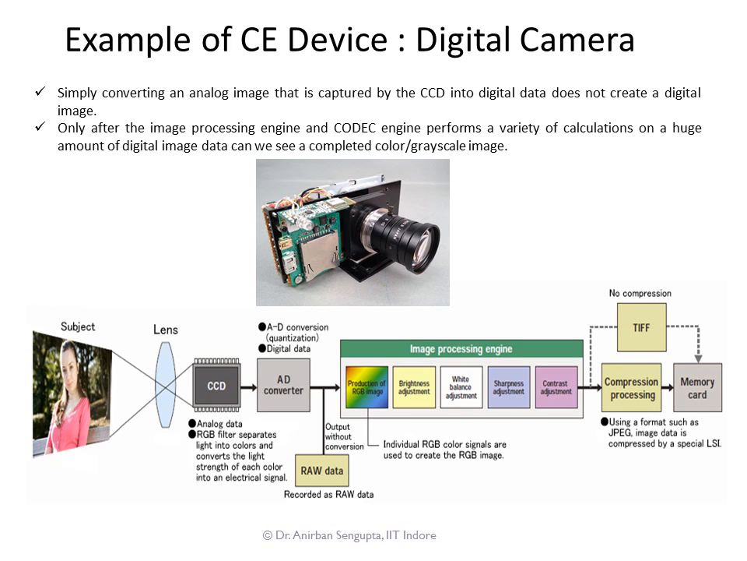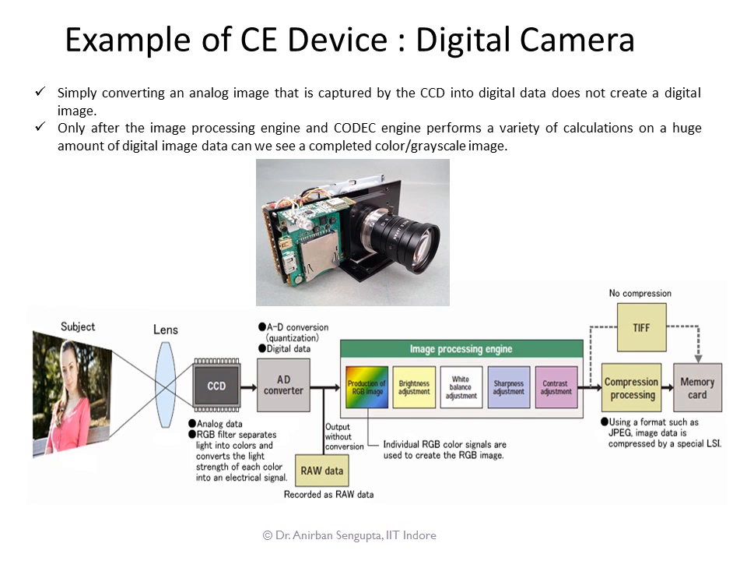Now let us take an example of a digital camera. Simply converting an analog image captured by the CCD into digital data does not really create a digital image. Only after the image processing engine and the codec engine perform a variety of calculations on the huge amount of digital image data can we see a complete color or grayscale image.